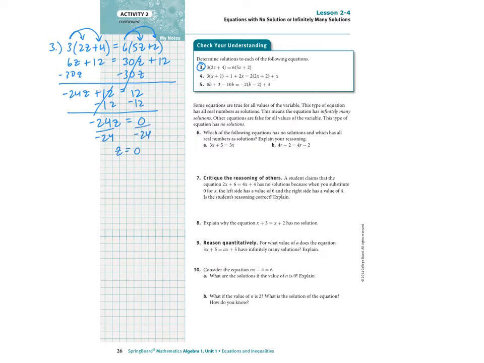And we end up getting z as 0, right? So this means we have one solution. And we found out what the one solution was. It was z equals 0.